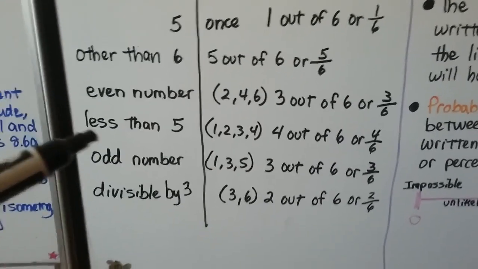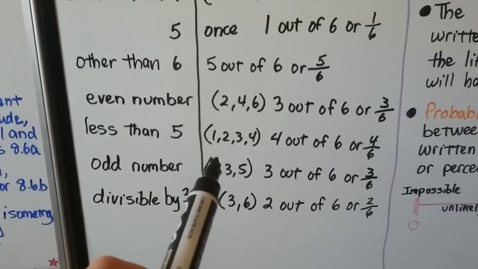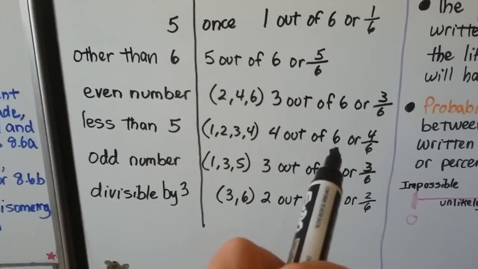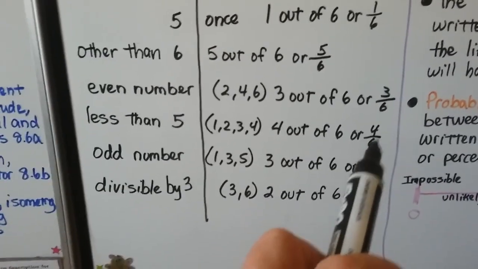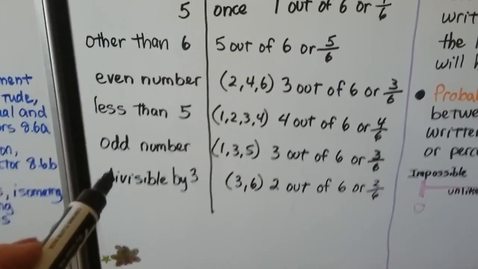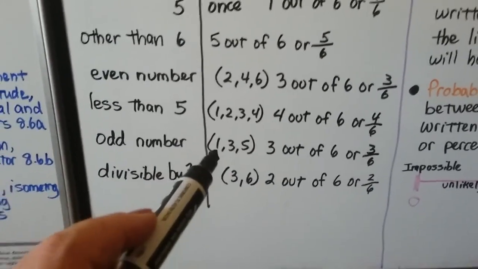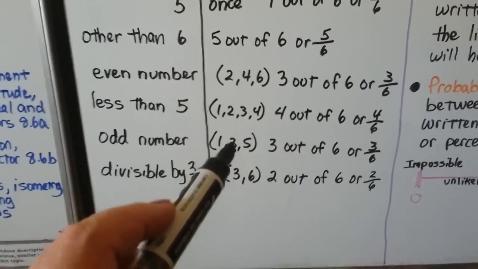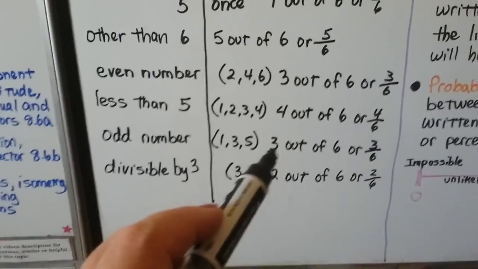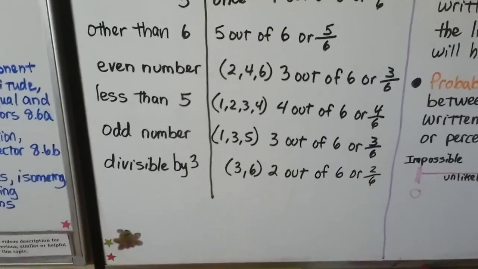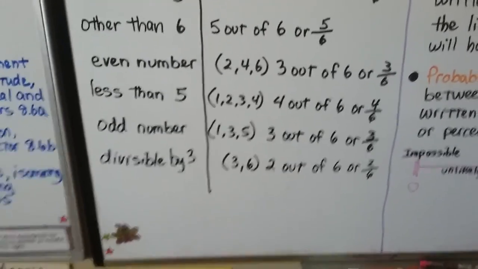Less than 5. If we roll less than 5, that means we roll a 1, 2, 3, or 4. So that's 4 out of 6, or 4/6. That would be 2/3, wouldn't it? What are the chances of rolling an odd number? Well, the only odd numbers on the die are 1, 3, and 5. So that's 3 numbers. We have 3 out of 6, or 3/6 of a chance, or half, don't we?